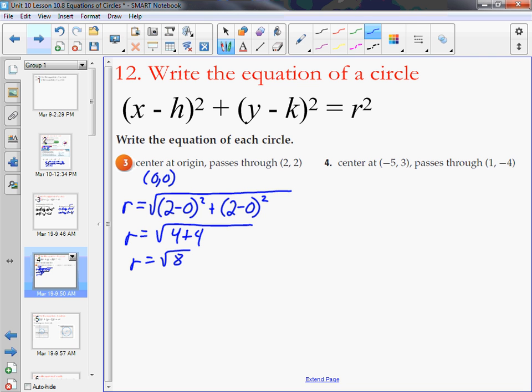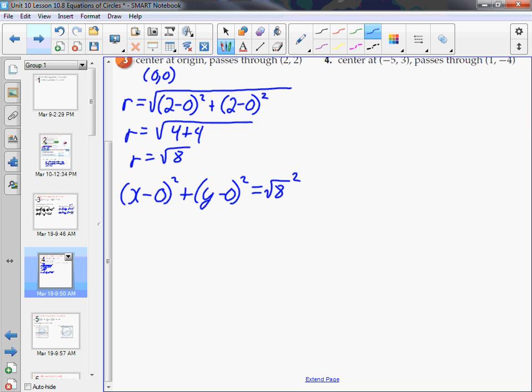So now we write the equation. So that'd be x minus 0 quantity squared plus y minus 0 quantity squared equals the square root of 8 squared. Everybody with me? All right, now this one we need to simplify quite a bit. That'll just be x squared plus y squared. And what's the square root of 8 squared? 8.